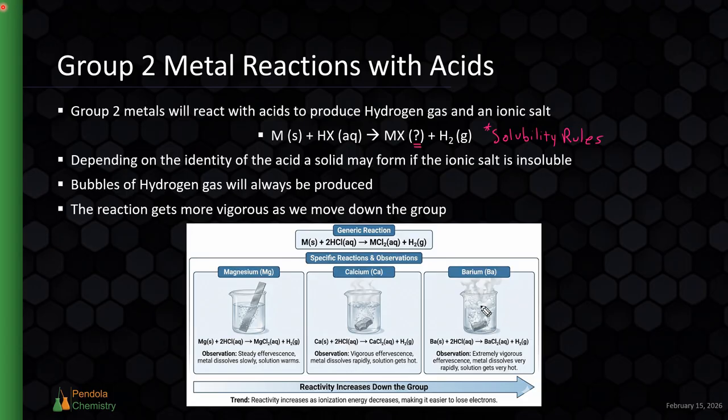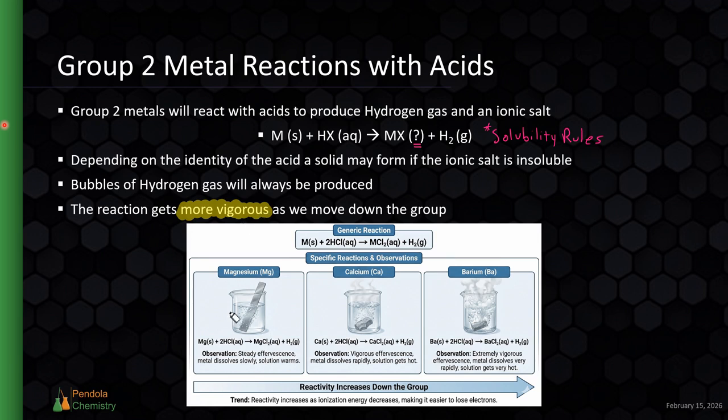Now, the other observation we're going to see is bubbles of hydrogen gas. They're always going to be produced. Because this reaction always produces hydrogen gas regardless of the acid and regardless of the group 2 element, we're always going to see bubbles. But as we talked about in the last slide, as we move down the group, the metals get more reactive. And because they get more reactive, the reaction that we're seeing here is going to become more vigorous. More vigorous when it comes to bubbles can be seen with faster bubbling.